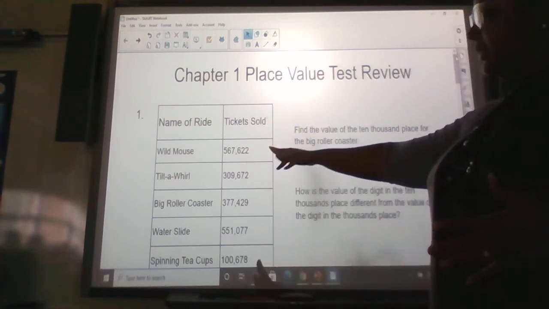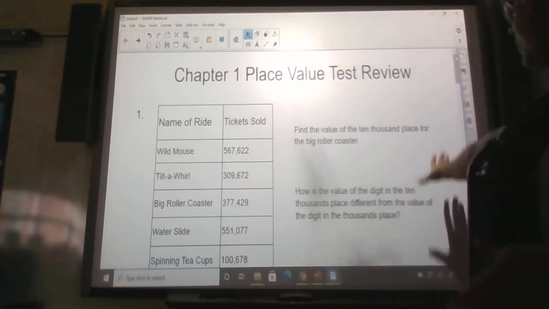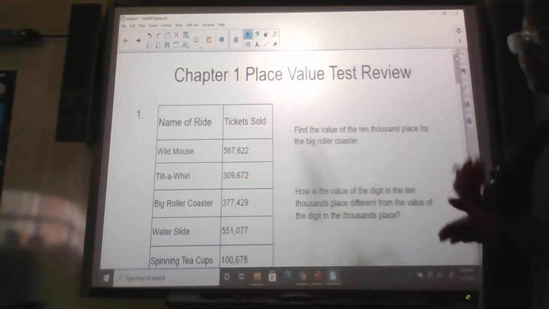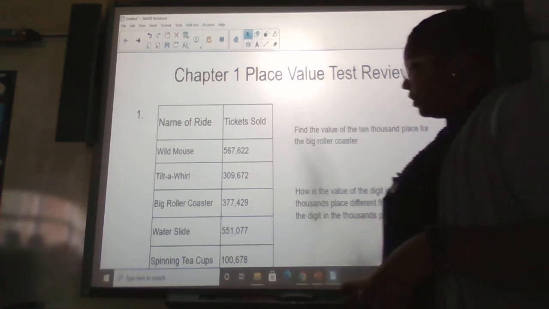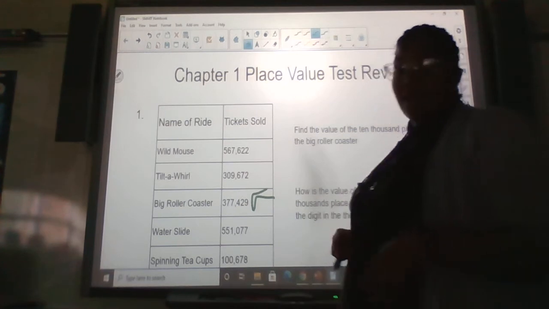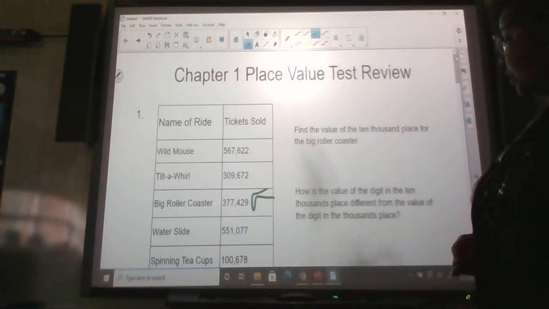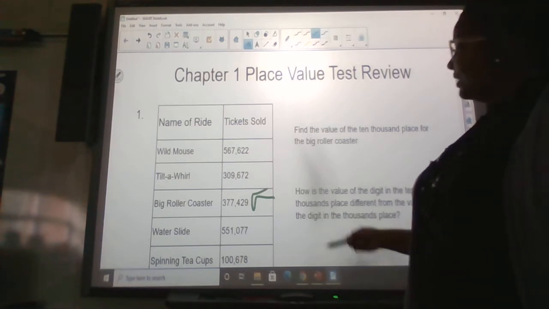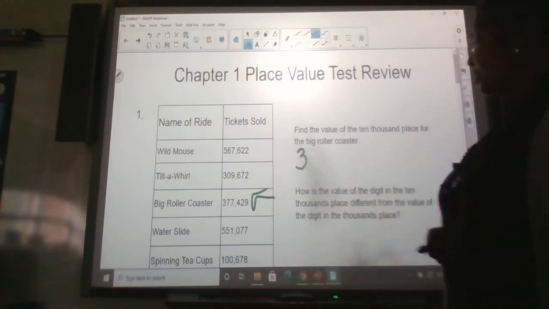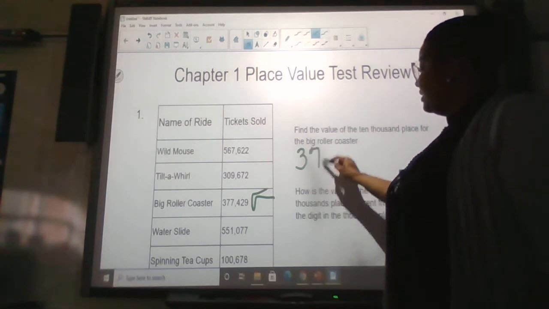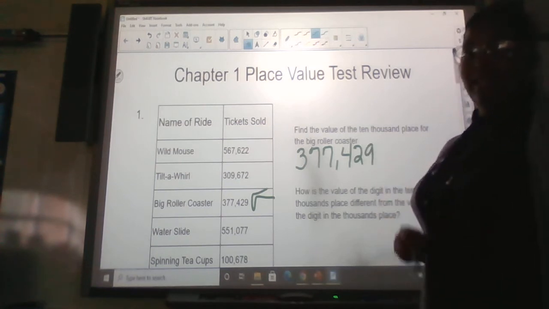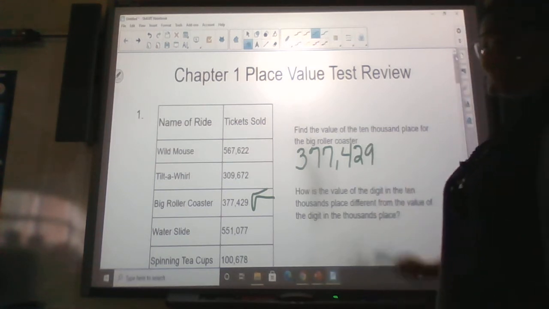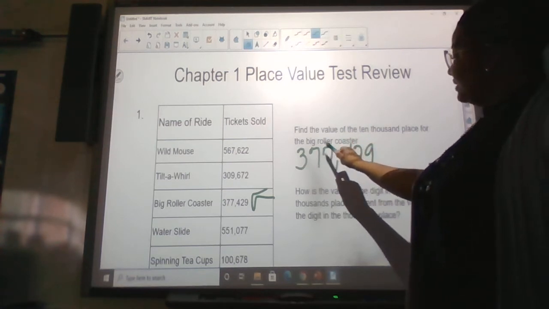We are going to use this table to answer these questions. Number one says, find the value of the 10,000 place for the big roller coaster. So I need to come over here and find the roller coaster. Once I find the roller coaster, I need to find the 10,000 place. The roller coaster sold 377,429 tickets. Now, if I find the 10,000s place: ones, tens, hundreds, thousands, 10,000s.